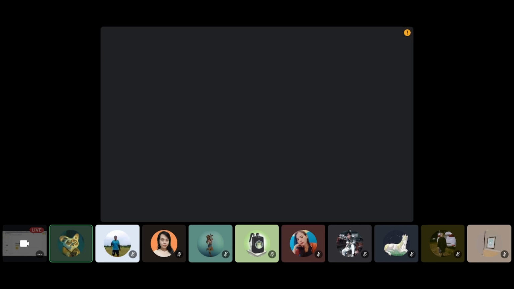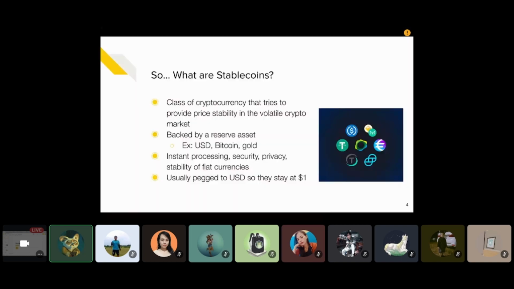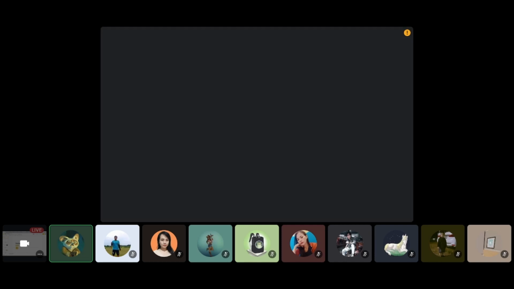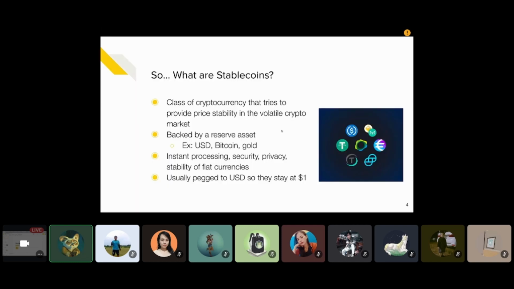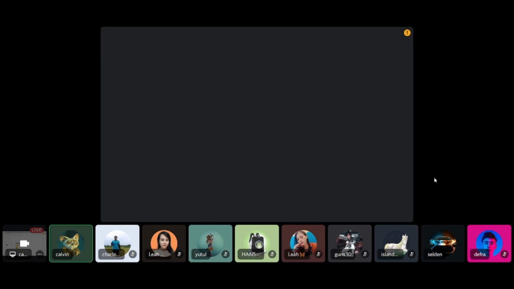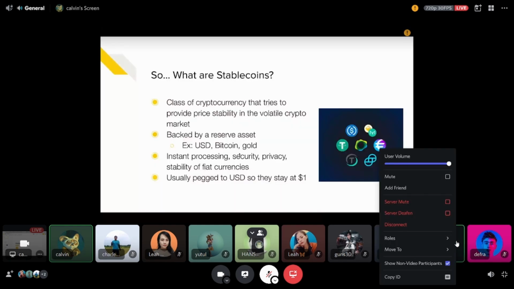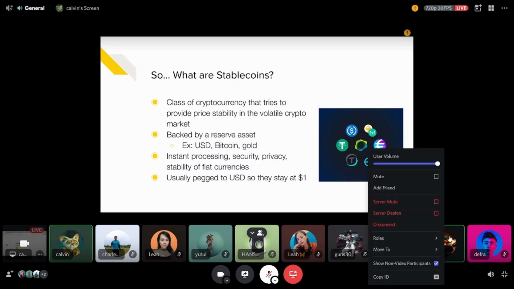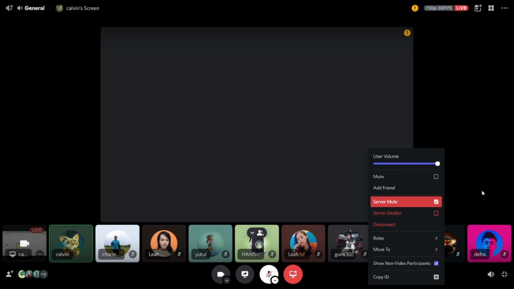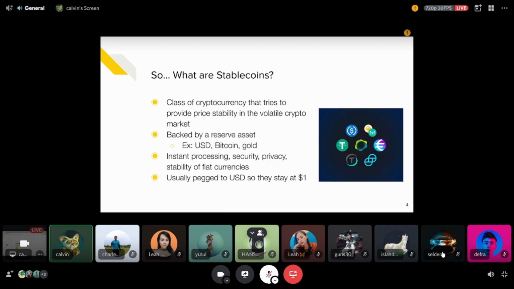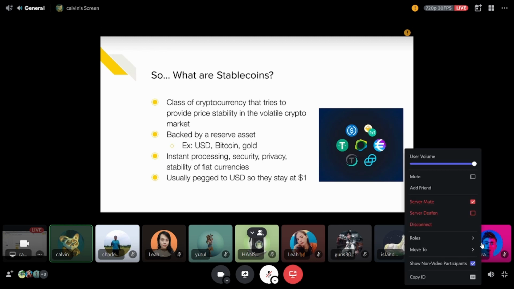Stablecoins are a class of cryptocurrency that tries to provide price stability in a volatile crypto market. They're backed by a reserve asset, for example USD, Bitcoin, or gold. There are instant benefits to it, for example instant processing, security, privacy, and the stability of fiat currencies. I think that's the main reason people want them: they're important for maintaining stability in a relatively volatile crypto market.